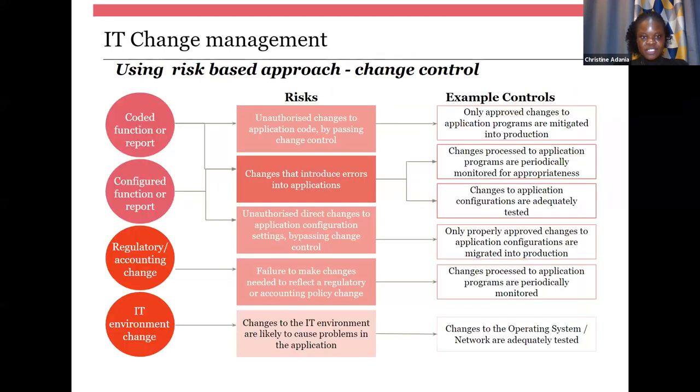This also speaks to that. I'll just skip it. A risk-based approach for change control. What are the key risks that changes present? Like I said, there are unauthorized changes by application code, and there are changes that have been approved, but they introduce errors in the system. Then there's a risk of direct changes being made to the application by those privileged users that we saw earlier on. Then there is failure to make changes to reflect a regulatory or accounting policy.